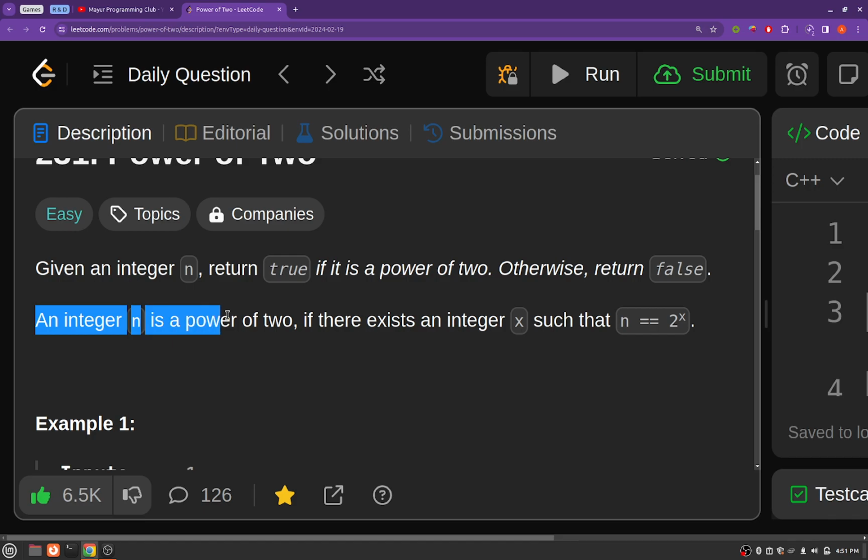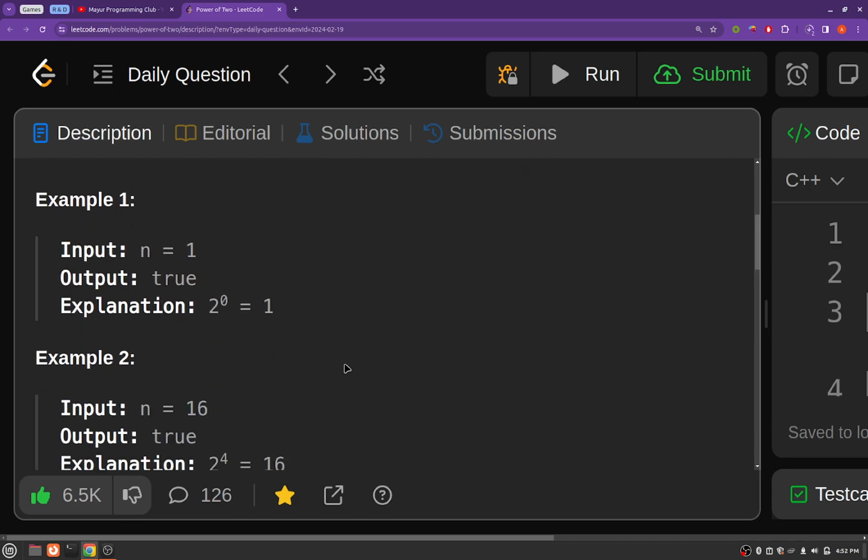An integer is a power of 2 if there exists an integer x such that 2 raised to power x is equal to that number that is tested for being power of 2 or not. Okay, and these are some examples.